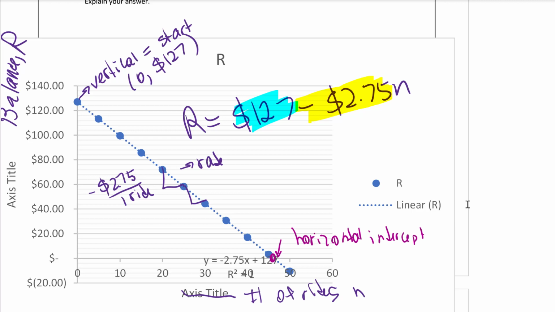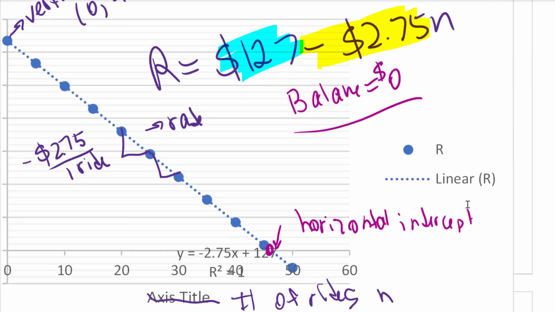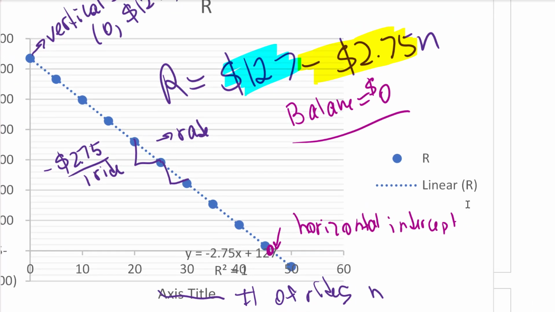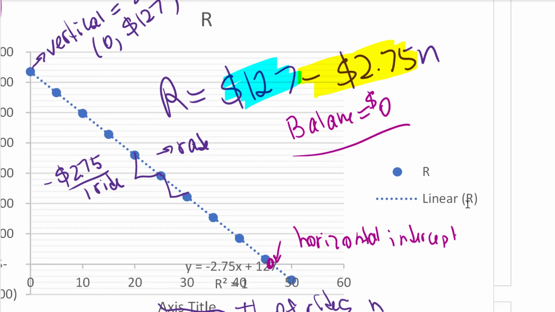What do you think the horizontal intercept means in the context of that question? What does it represent? When the graph crosses the horizontal axis, which is the balance, what does that mean? I'll give you a moment. Okay, so the place where the graph crosses the horizontal axis, it's when the balance becomes $0. All right, now if the balance equals 0, we can visually see that it happens somewhere between 40 and 50, maybe like a little more than 45, maybe 46 rides.